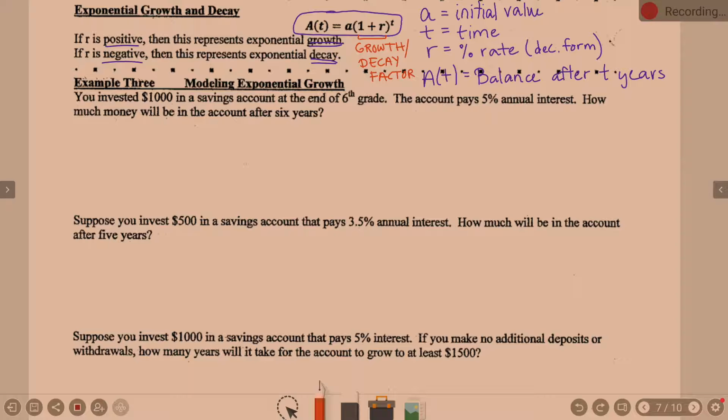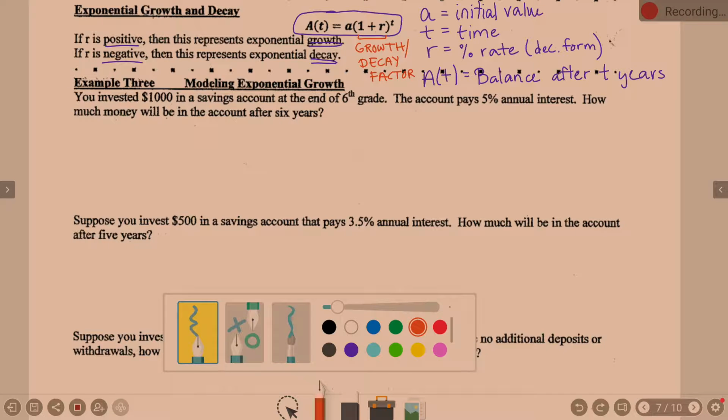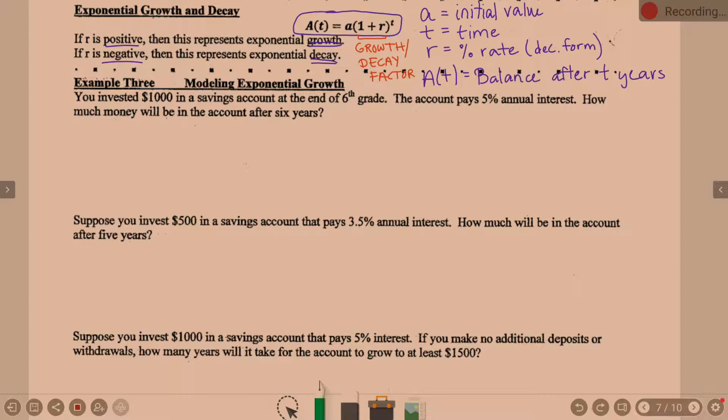Okay, initial at the start of 6th grade. Yep. Okay, so $1,000 is what I'm going to call my A value because I started with $1,000 and A represents my initial value. The account pays 5% annual interest. Rate of change. Okay, 5% is my rate of change, my R.